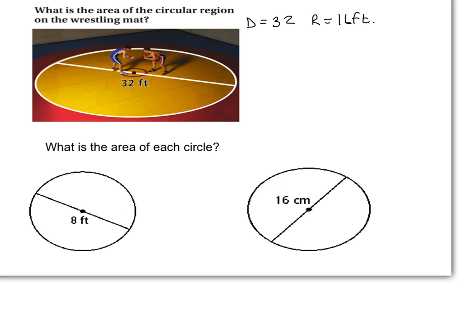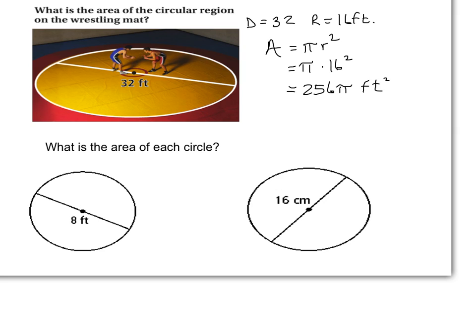So then we want to find the area, so the area is going to be pi r squared, or it's going to be pi times 16 squared. 16 squared, remember it's not 16 times 2, it's 16 times 16. So this ends up being 256 pi. And in this case, my units are feet squared. Again, we're finding areas now, so the area is in square units.